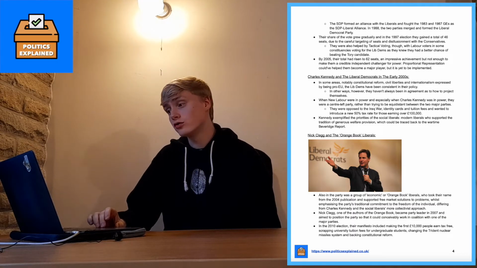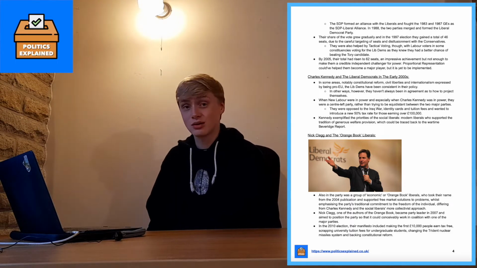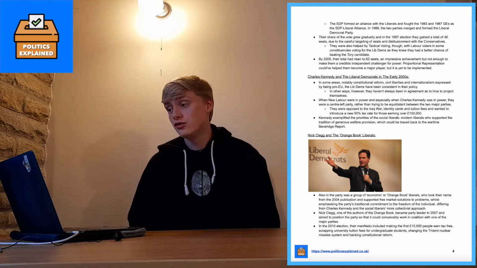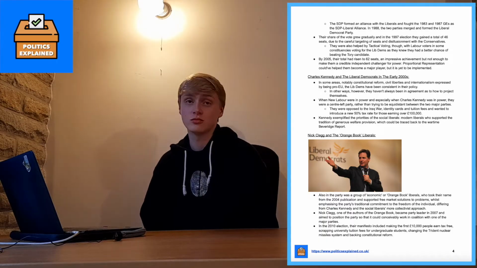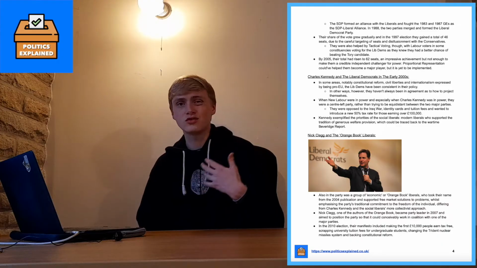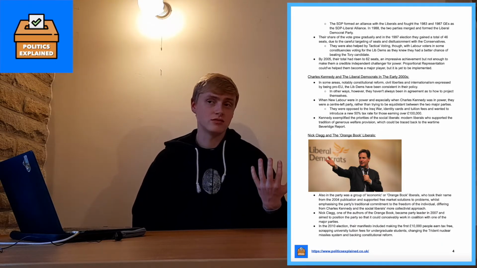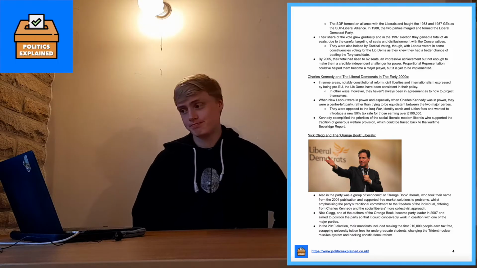Their share of the vote grew gradually, and in the 1997 election they gained a total of 46 seats, so quite a significant number, due to their careful targeting of seats and disillusionment with the Conservatives, as well as the role of tactical voting, with Labour voters quite happy to vote for the Lib Dems in order to stop the Conservatives winning a seat.